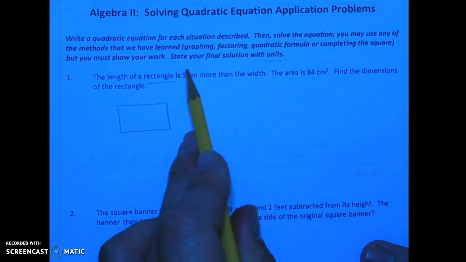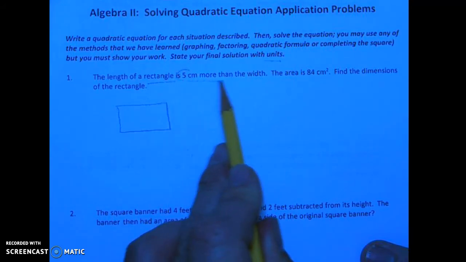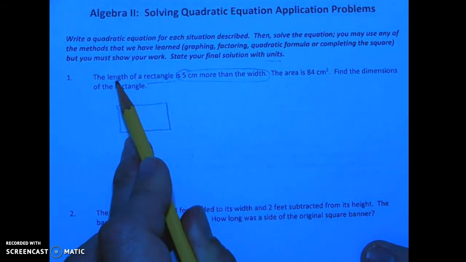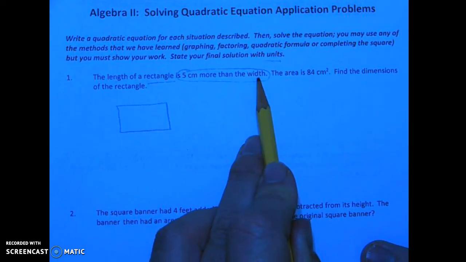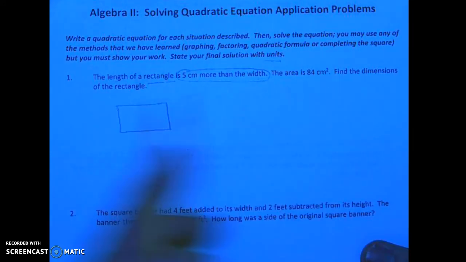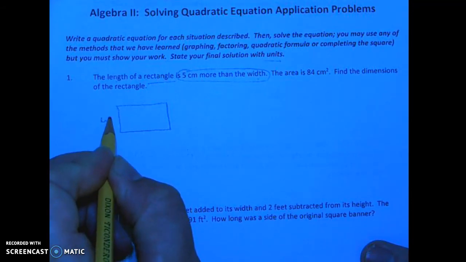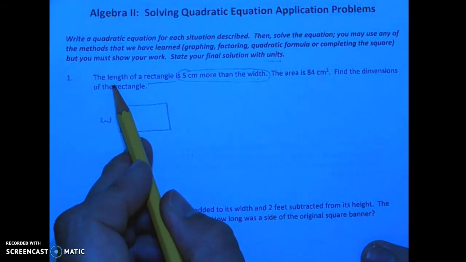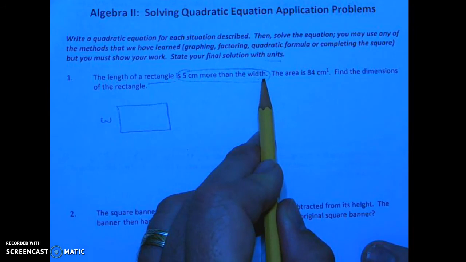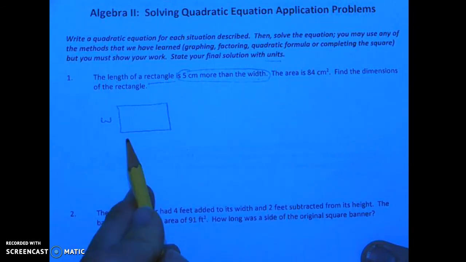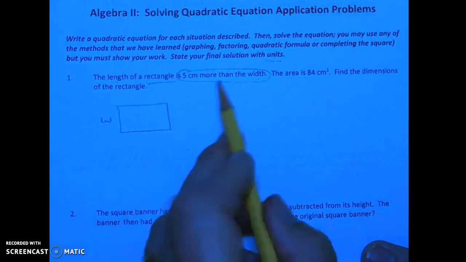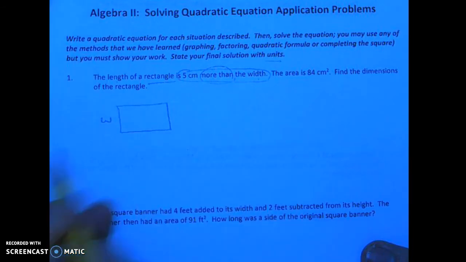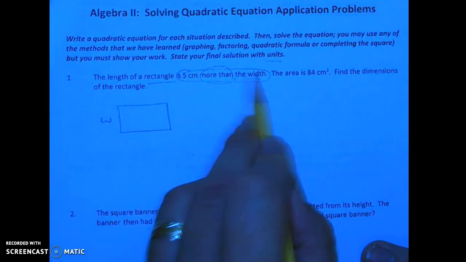5 centimeters more than the width. So they describe the length in terms of the width, but they don't tell you anything about the width here. So W is going to represent my width, and my length, again, is being described in terms of my width. So that's how I want to write my length, not with an L, but with a W. It says 5 centimeters more than the width, so we're going to add 5 to the width.